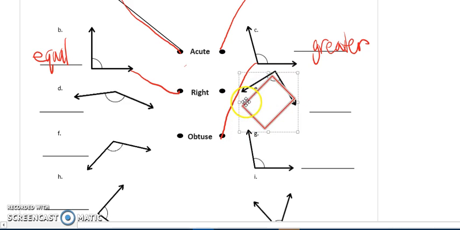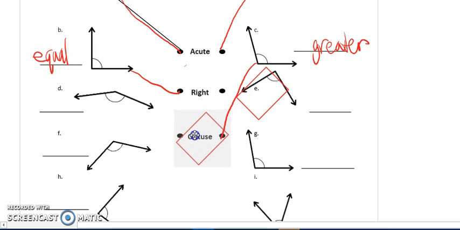I can't get it to turn exactly right, but I can kind of tell by looking at it that if I did get this into the vertex, I'm pretty sure that looks like the letter L, and that would be exactly 90 degrees. You guys can prove it with your paper. So I believe that this is a right angle.